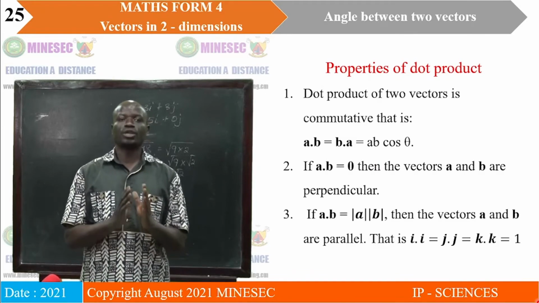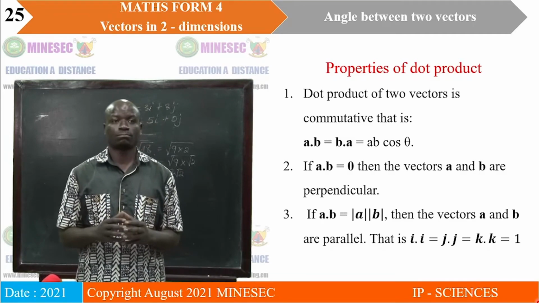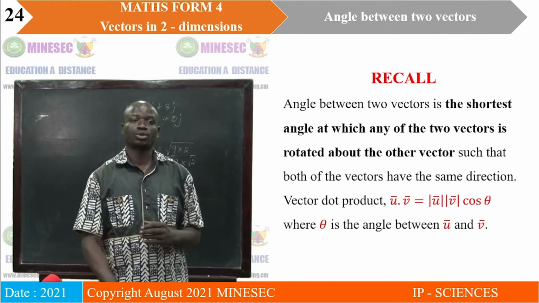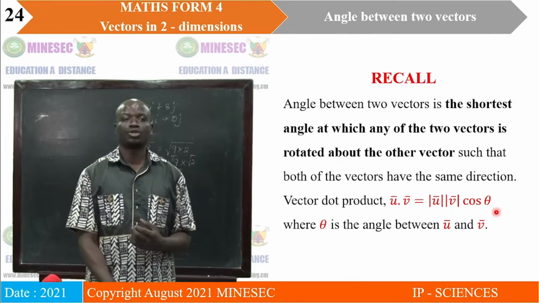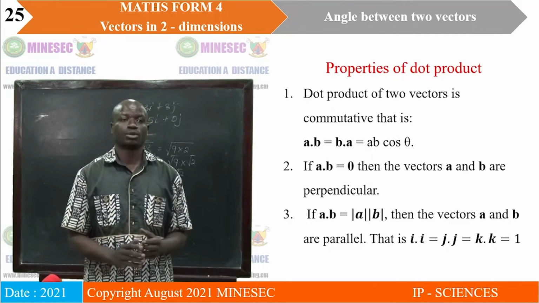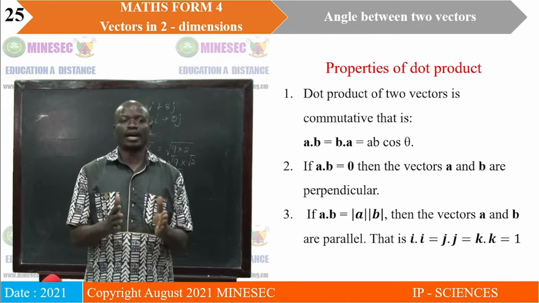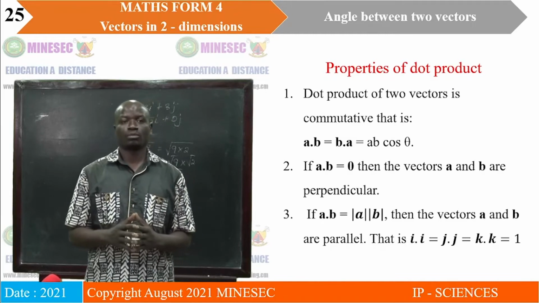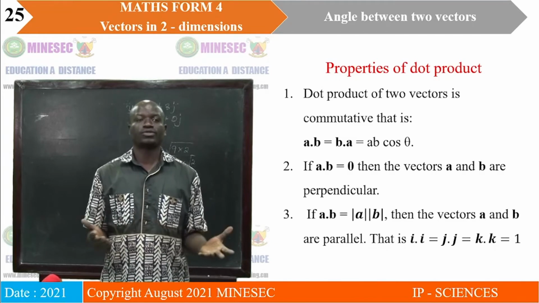Now, if we do the dot product and the answer is zero, it means that those two vectors are perpendicular. Remember that the dot product is equal to the magnitudes times cos theta on the right. So if they are perpendicular, the angle between them is 90, and cosine 90 is zero. So the right-hand side becomes zero. Now, if we do the dot product and the answer is the same as the magnitude of vector A times the magnitude of vector B, it means those two vectors are parallel, because two vectors are parallel if the angle between them is zero and cosine zero is one.